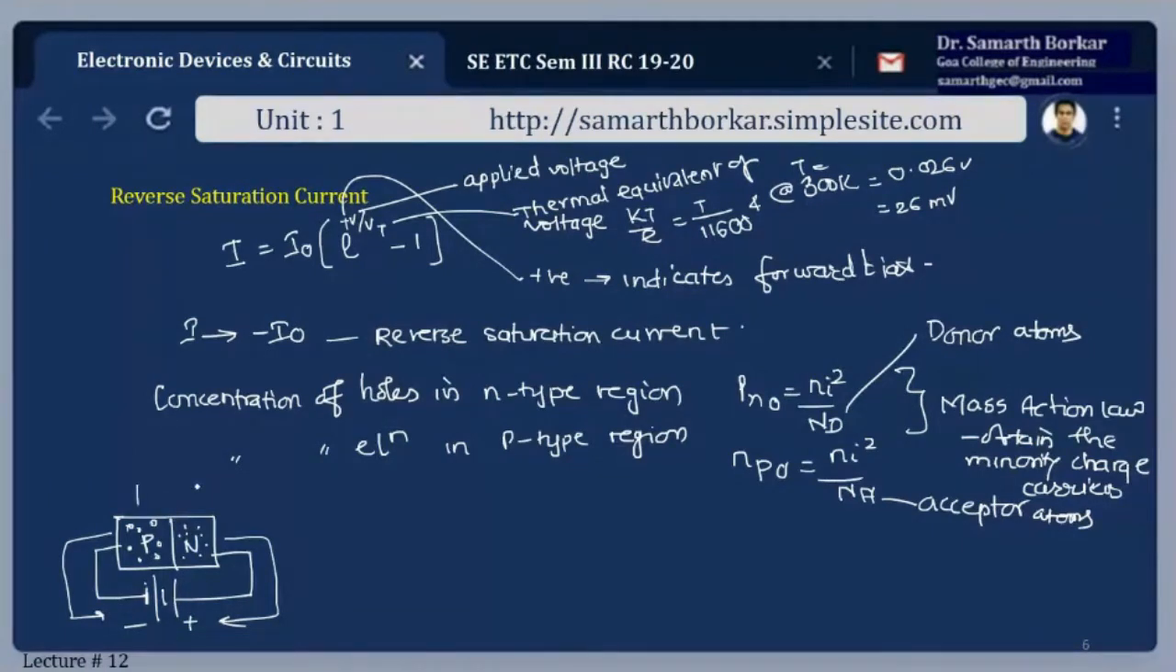So this depletion region will keep on increasing. So there won't be charge carriers in this region. This depletion region depends upon the amount of reverse bias that we are applying.